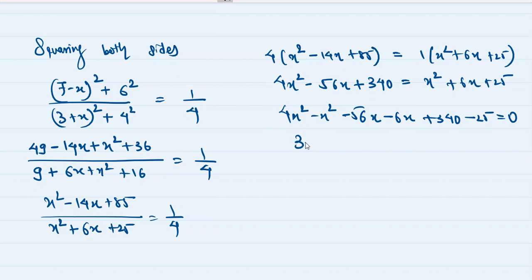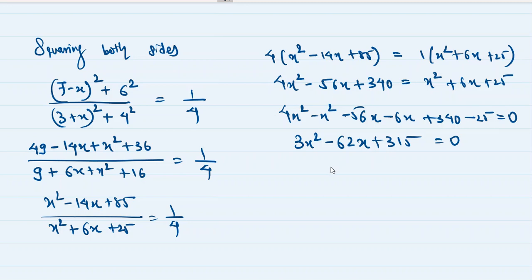So 4x square minus x square is 3x square. Minus 56 minus 6 is minus 62x and 340 minus 25. Let me check this once because I think these are big numbers which we are getting, but still I think it is correct. We did not make any mistakes, but still I have to check maybe some coordinates here and there. So 340 minus 25 is 315.